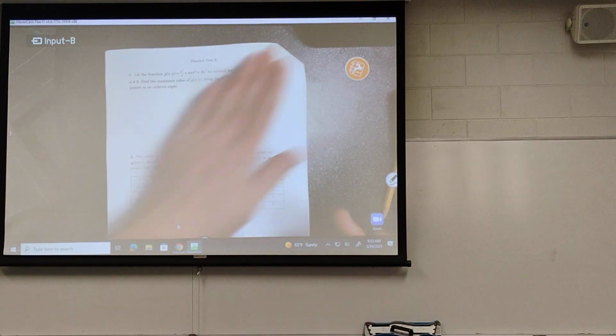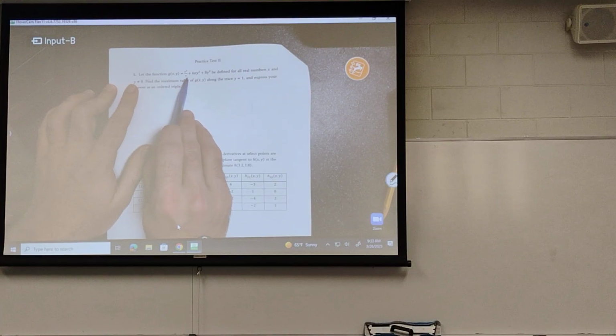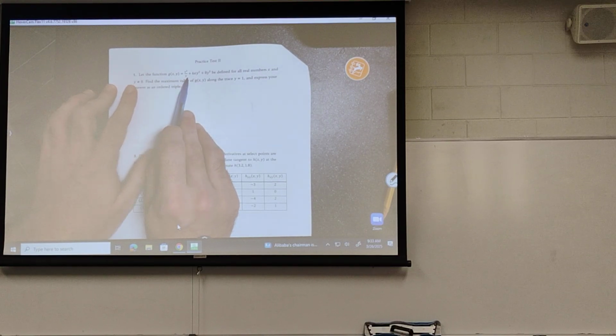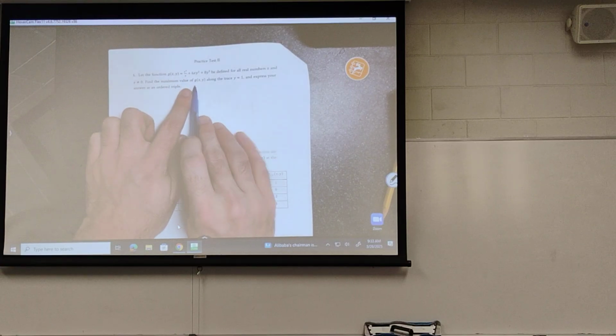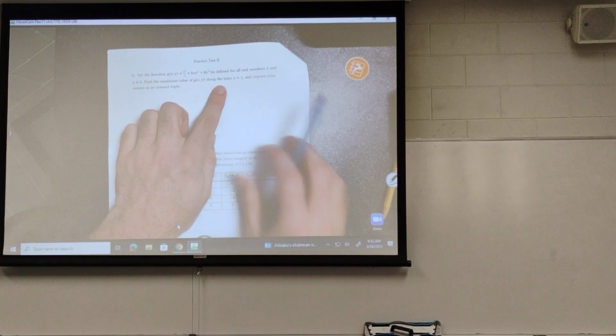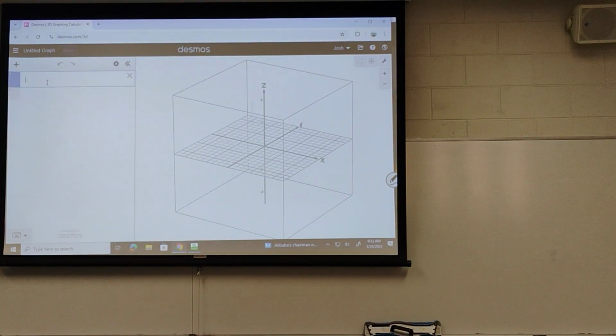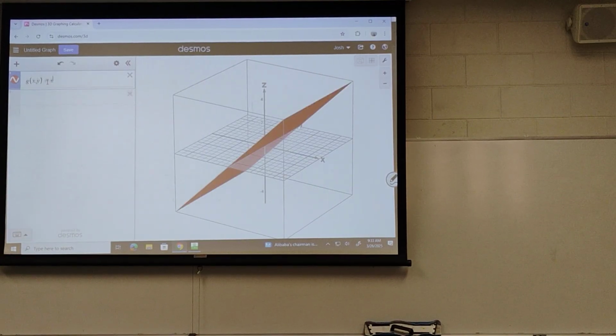So it says for all real numbers x, y can't be 0. The only reason y can't be 0 is we got a y in the denominator, so it's just reminding us y can't be 0. Find the maximum value of this function along the trace y equals 1. We're not required to do this in Desmos, so when we sit down for the test, we probably won't do this at all. However, I'm just going to graph this just so we can visualize exactly what's happening.